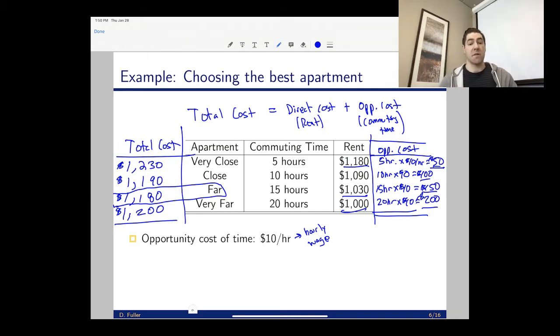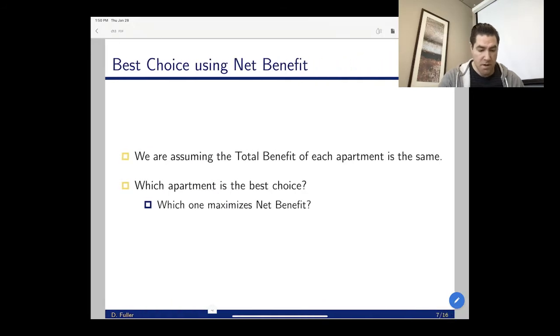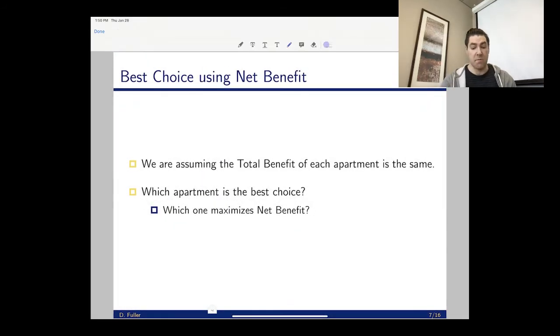Now that we've determined the total cost, let's go to analyzing the net benefit. So I'm going to make a simple assumption here in our analysis: that the total benefit to each apartment is going to be the same. We said this in the last one, right? So the total benefit is $2,000 for each apartment.